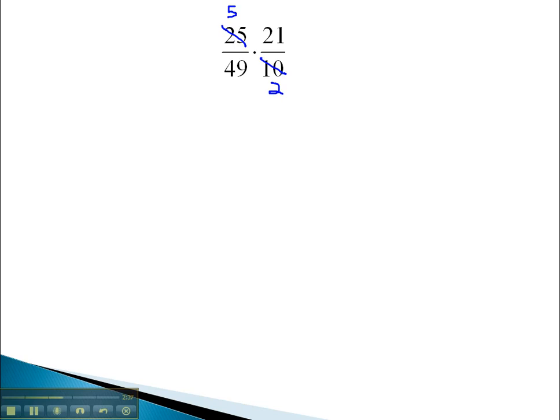There's another common factor we can divide out of both the 21 and the 49. Both are divisible by 7. 21 divided by 7 is 3, and 49 divided by 7 is 7.